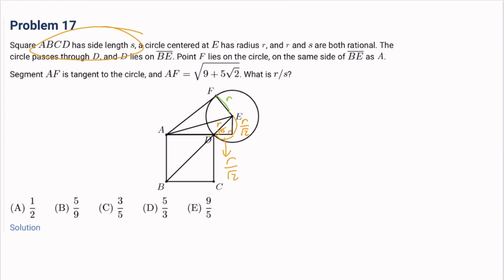And then since ABCD has side length S, this is S, and this is also S. And then point F lies on the circle, on the same side of BE as A, and AF is tangent to the circle. We know that's root 9 plus 5 root 2, so this length is root 9 plus 5 root 2. Now we can look at these two triangles, this one and this one. They are both right triangles, and they share that length.